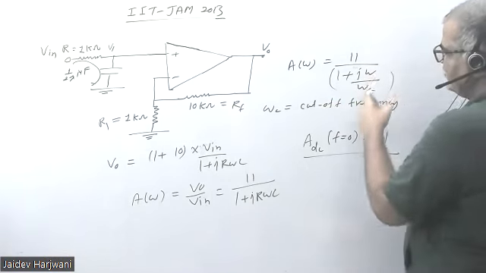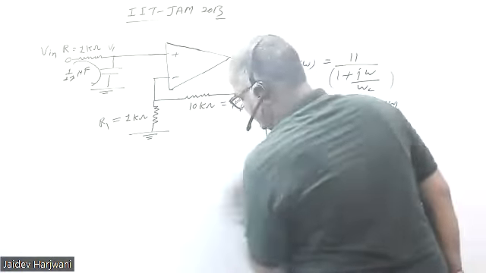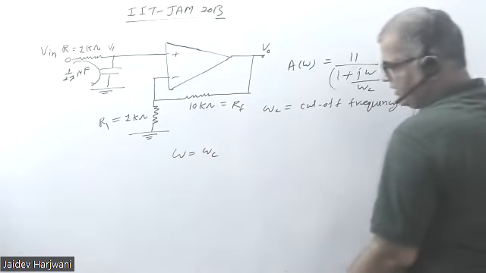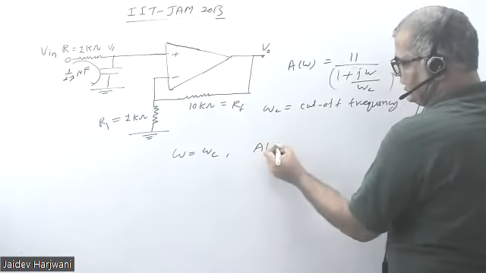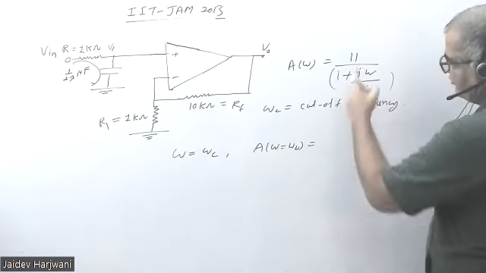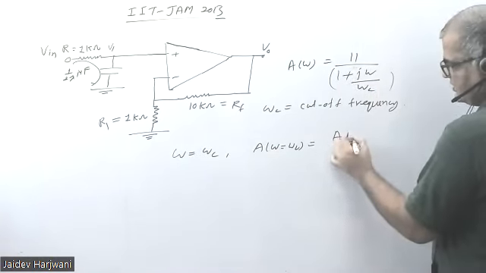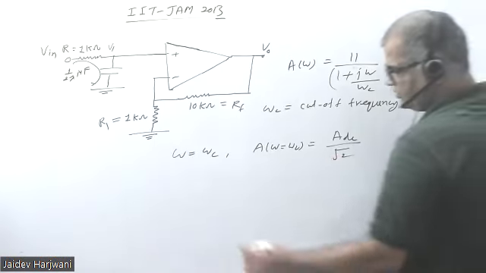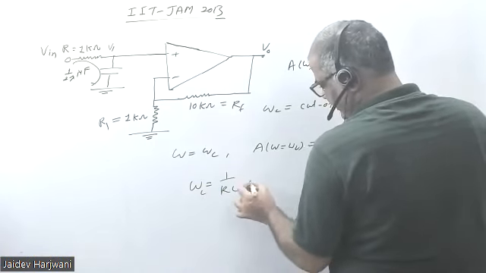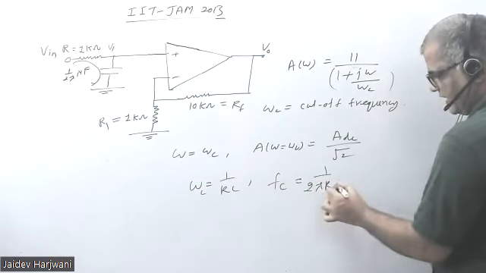If omega equals omega C, then automatically my gain A of omega at omega C will be 1 by root 2 of the DC gain. 11 is the DC gain, so it will be A DC upon root 2. So omega C is basically 1 upon RC, and if I calculate the frequency, this will be equal to 1 upon 2 pi RC.